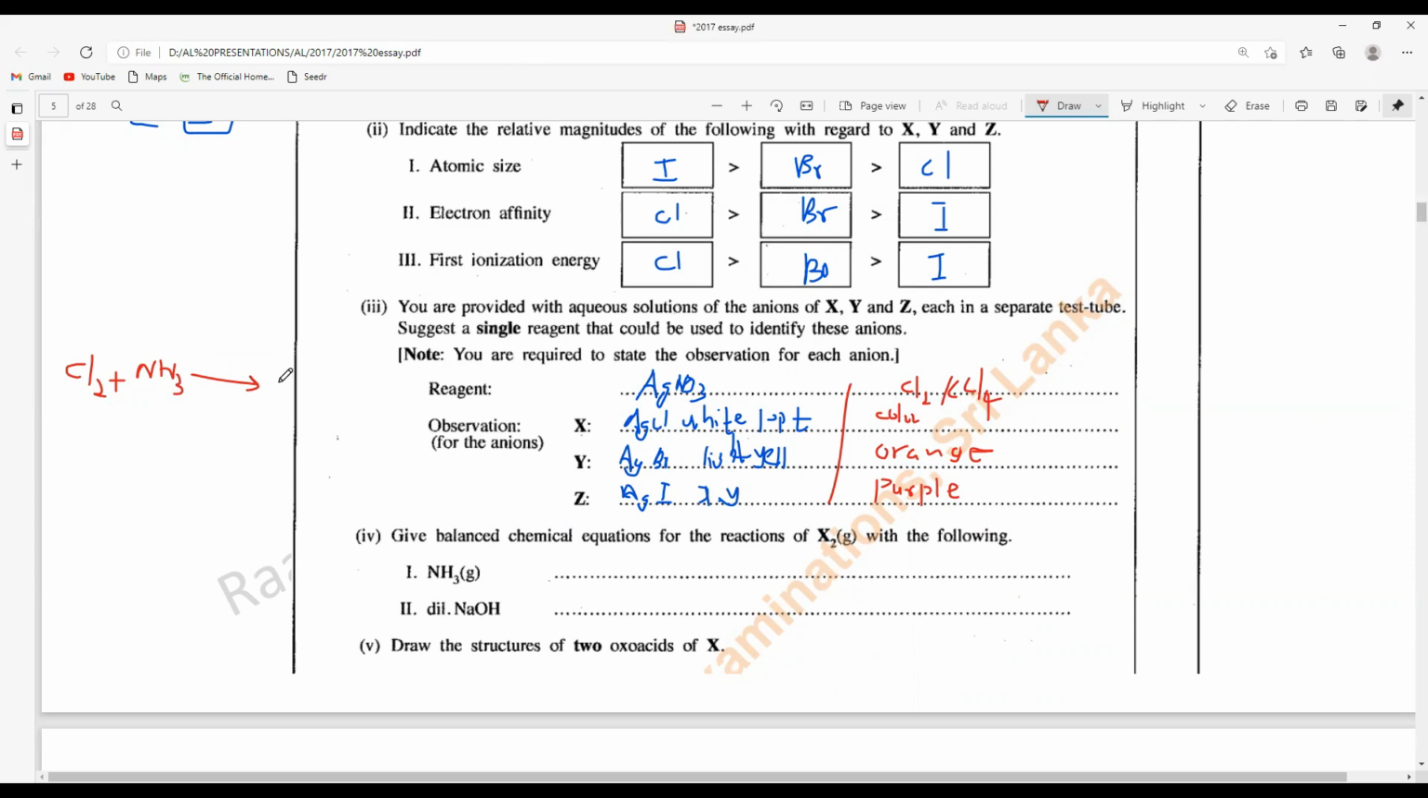Either it can form N2 plus NH4Cl, because they have not given a good condition, right? So N2 and NH4Cl is possible. That is one possibility. Or N2 plus HCl is another possibility. Or NCl3 plus HCl is also possible. So you can write one of these three reactions, and you can balance. So balancing is very important. And that's it. Then with dil. NaOH, so diluted NaOH.